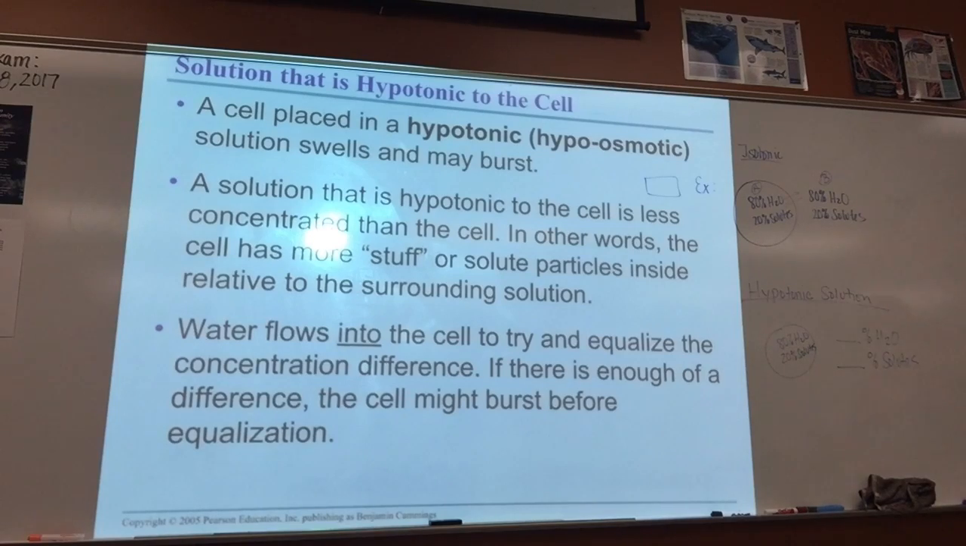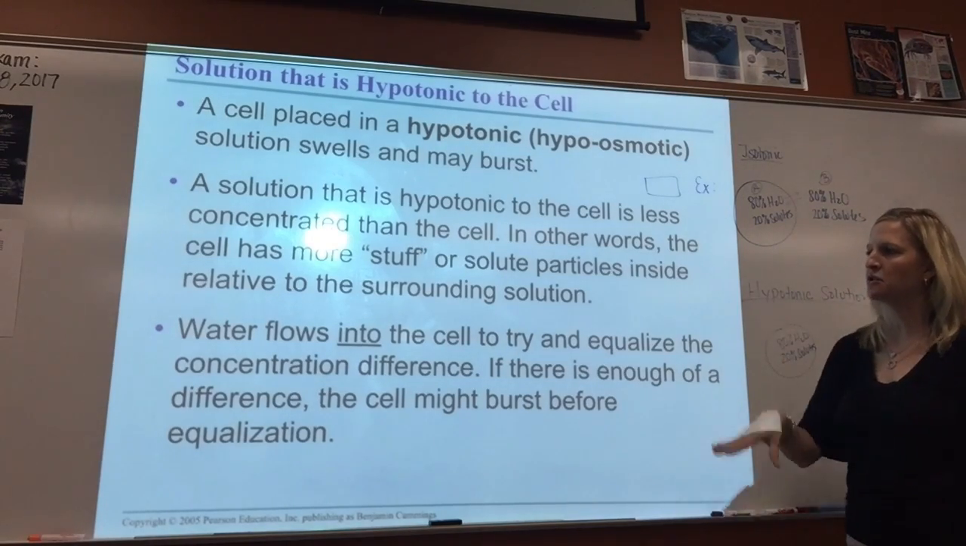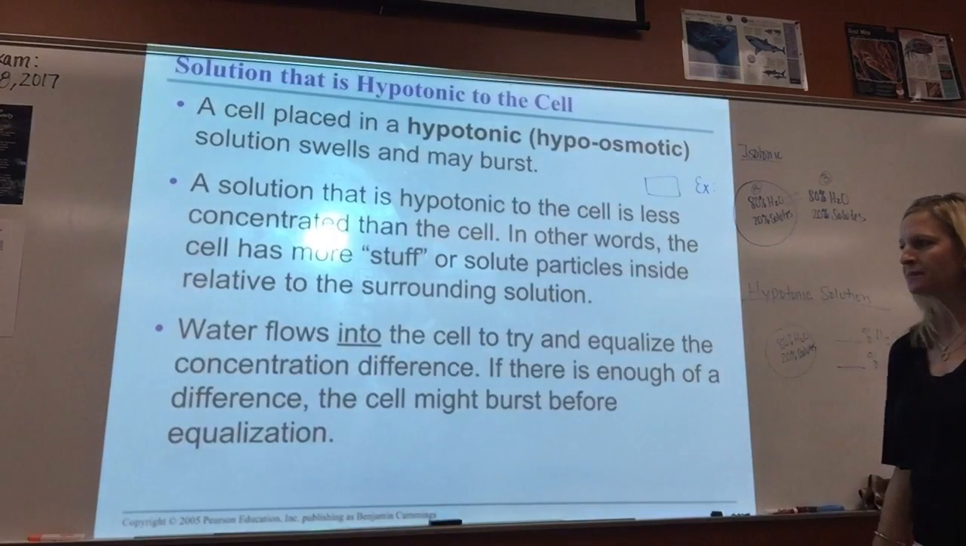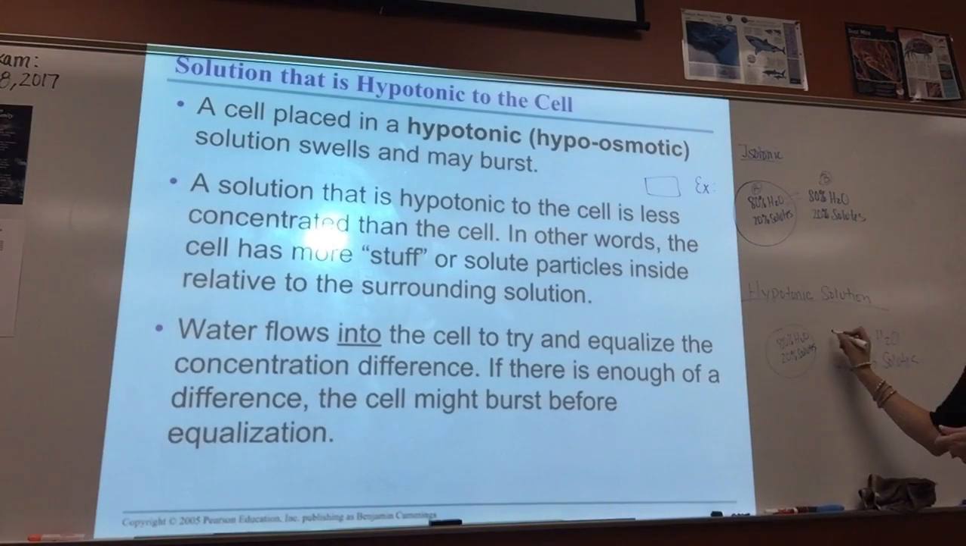So let's look at this. It tells us when the cell is placed in a hypotonic solution, water is going to flow into the cell and could burst. So we know water is going to go in. That's the direction in which water is going to flow. So what would have to be true about this percentage of water compared to the inside, Megan? It needs to be higher than 80%. It doesn't matter what number you put in here, as long as it's higher than 80. So it could be 81%. All right, so I'll just put 90% water, and then that would mean it would be 10% solute, and water would go in from high to low concentration. All right, and so that is a hypotonic solution.